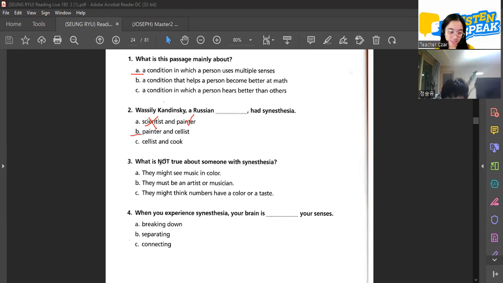Okay, let's have number 3. What is not true about someone with synesthesia? Which is not true.